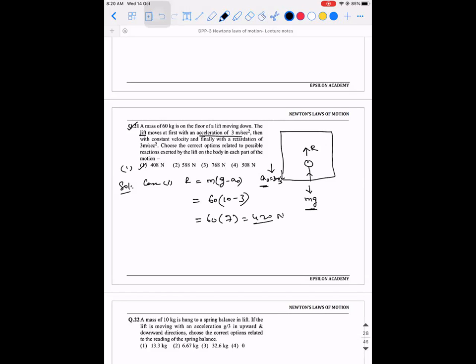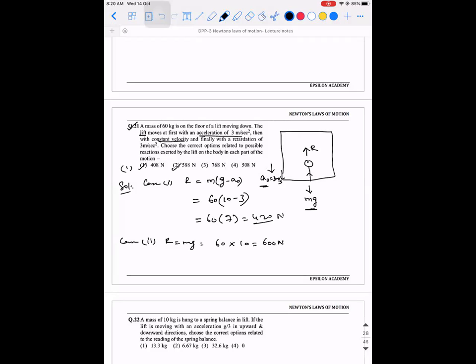So case 2, it is moving with a constant velocity, means the lift is behaving like an inertial frame. That time R will be equal to mg. So 60 into 10, 600.